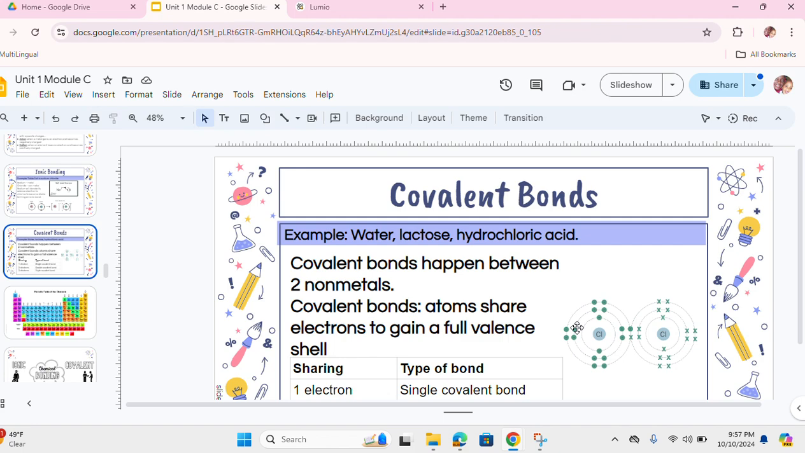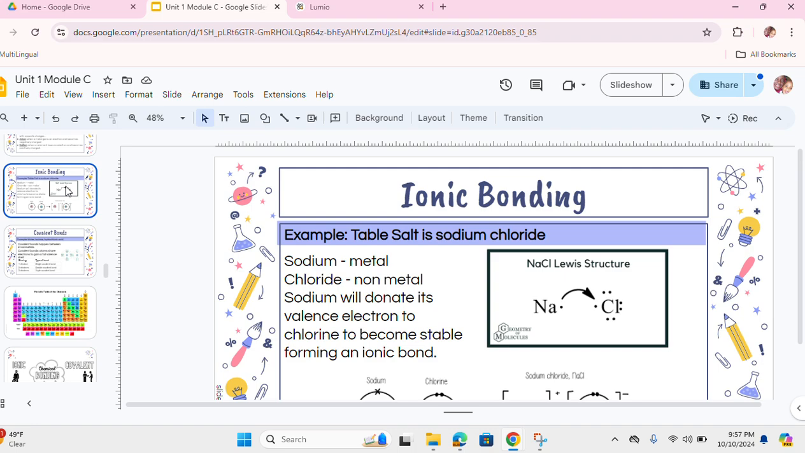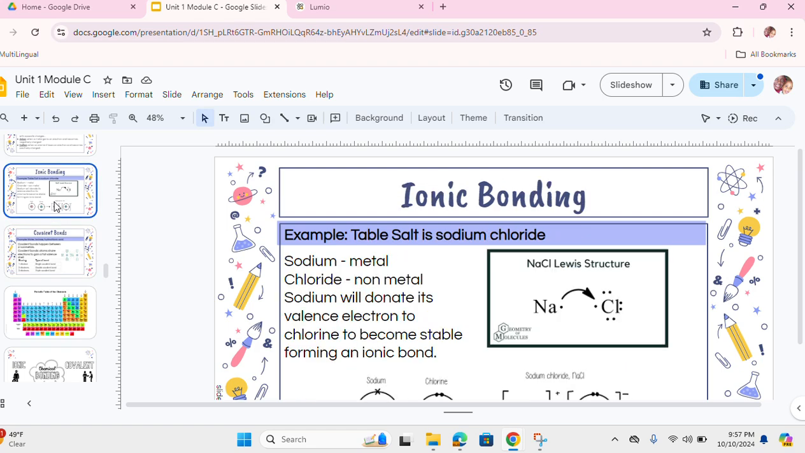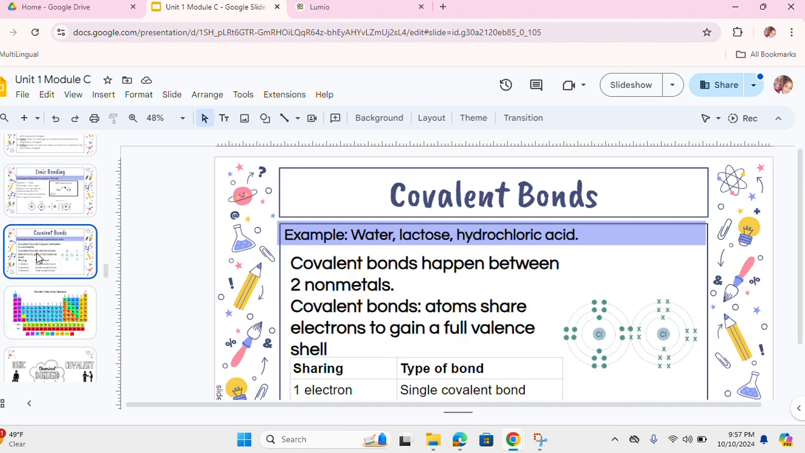A covalent bond is much stronger than an ionic bond. Think about how easily salt dissolves in water. Salt dissolves very easily in water because it's an ionic bond. Sugar requires a little bit more in order to dissolve in water because it is a covalent bond.